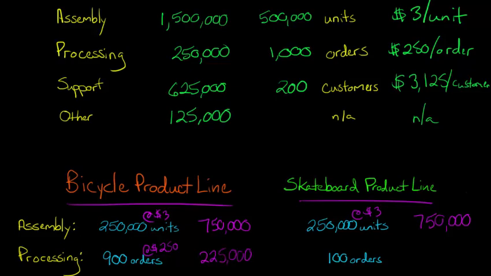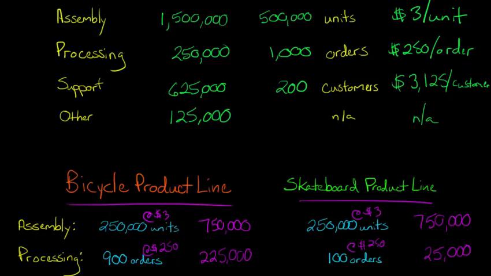The same logic: we take these 100 orders for the skateboard, and that's at $250 an order, which we calculated above. So we take this 100 and multiply it by 250, and that's going to give us $25,000.